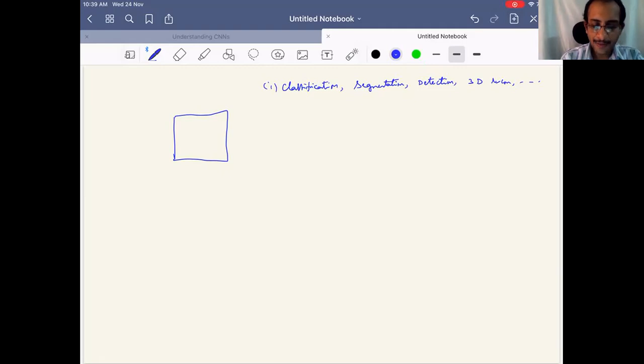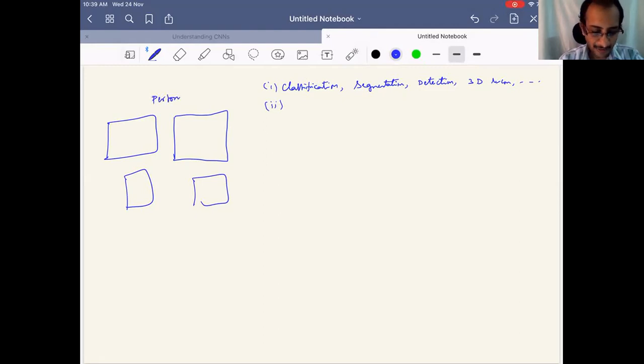There is one more very important class of application of convolutional neural networks. For example, assume that you are given some set of images. These are all, say, person images, or you may be given some set of images which are cats or cars.